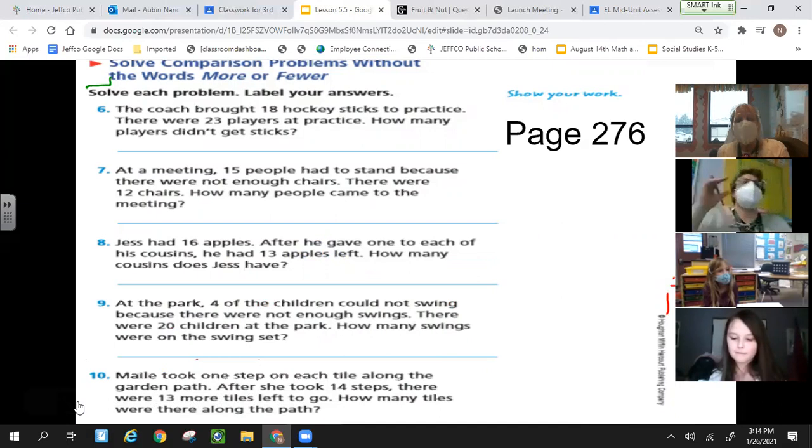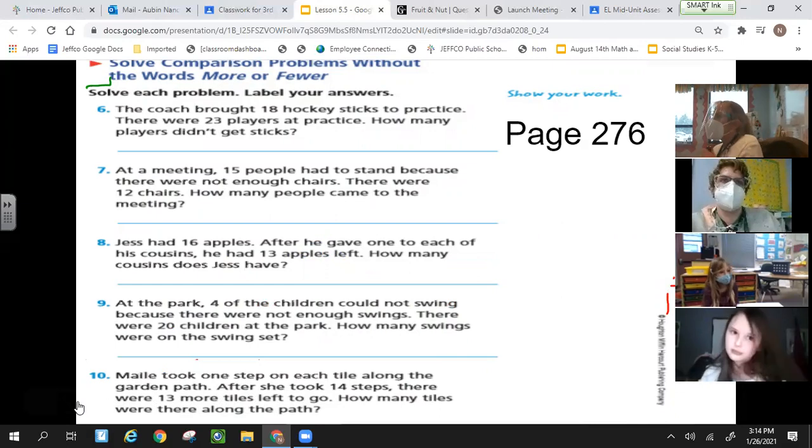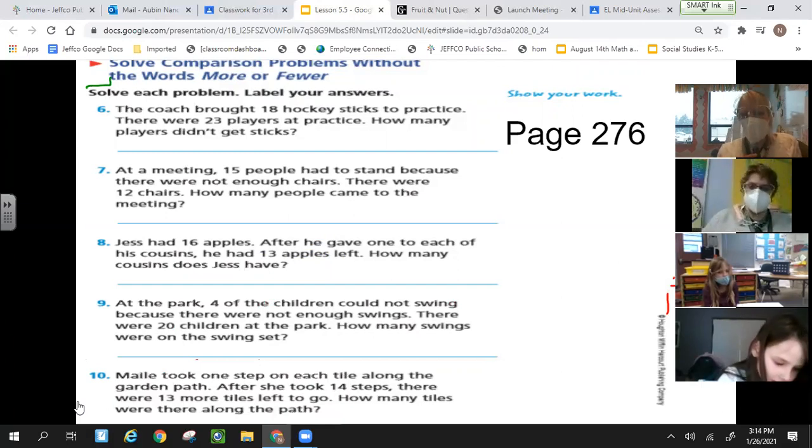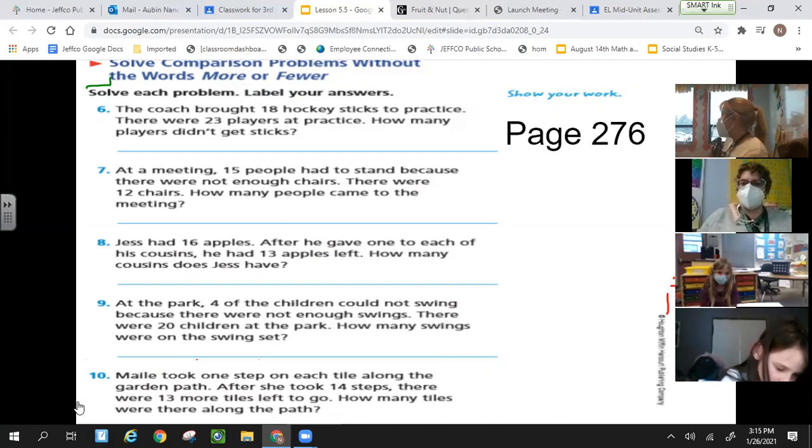I'm going to show you another comparison word problem without the words more or fewer. Let's see if we can do it. Let's challenge ourselves. Are you guys ready? The coach brought 18 hockey sticks to practice. There were 23 players at practice. How many players didn't get sticks? Show me on your fingers what operation I would use to answer that.